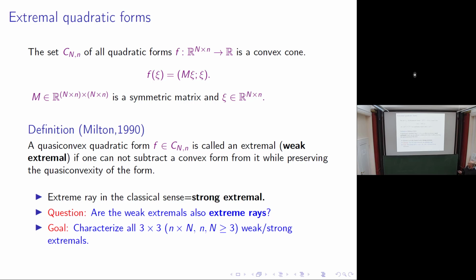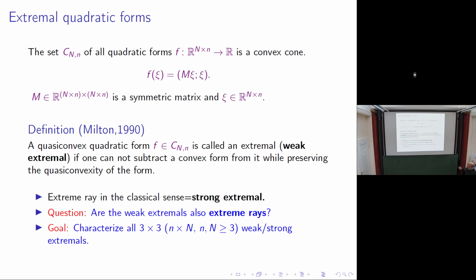And the questions. He introduced this definition because Milton realized that these weak extremals can play an important role in the theory of composite materials. By using them, one can generate new bounds on the effective properties of composites. And there were then several questions that one would like to study.